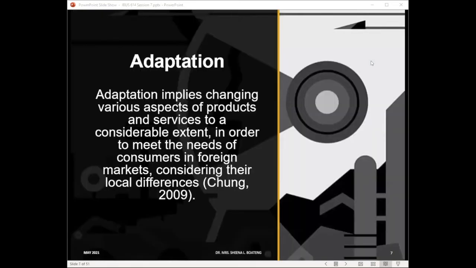And thus, it leads us into adaptation, which implies that firms would usually change various aspects of their products and services to a considerable extent in order to meet the needs of consumers in foreign markets, considering the local differences of consumers within these markets. And this is according to Chang 2009. Anita Dubate, please go ahead.